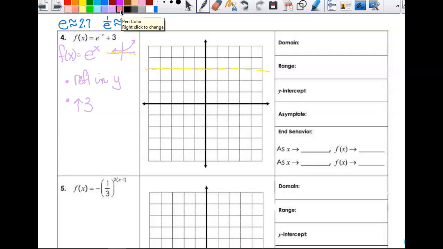So regardless of the base, my first anchor point is going to be at 0, 1. So I put my pencil there. I reflected in the y-axis, but I'm on the y-axis, so that doesn't do anything. And I go up 1, 2, 3.